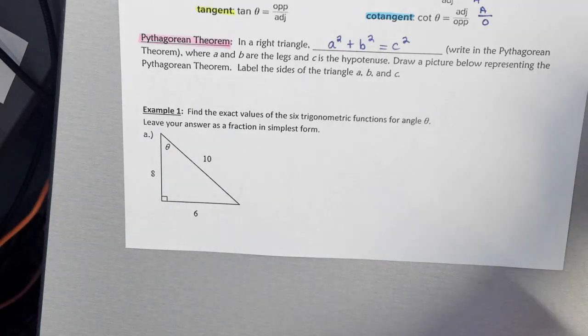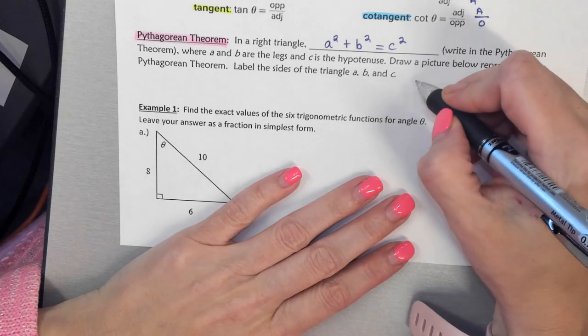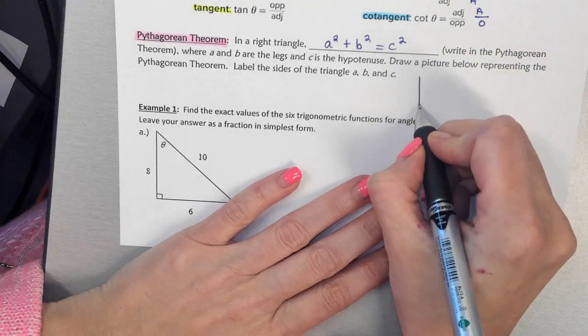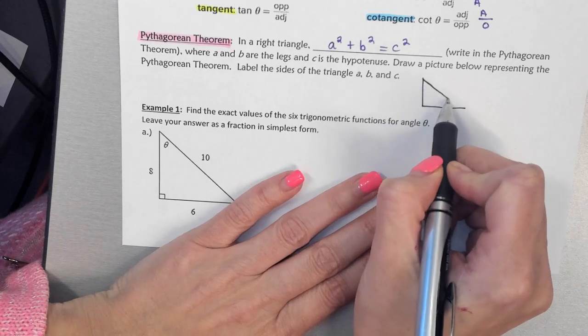So we're going to draw a picture below representing the Pythagorean theorem. You can draw any right triangle you want. Commonly we see this guy.